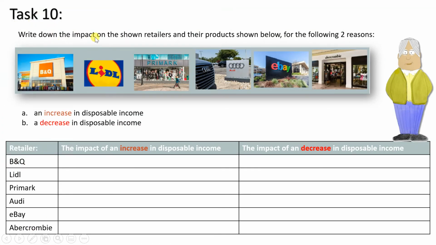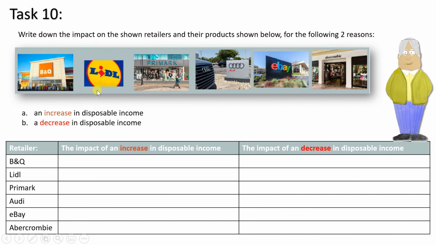Task 10. Write down the impact on the shown retailers in the image below and their products for the following 2 reasons. So, B&Q, the first one. The first part, on the left-hand side, the impact of an increase in disposable income. What happens to B&Q? You fill that in on that first side, and the impact to B&Q if there's a decrease in disposable incomes. So we're not thinking of a person now, we're thinking of, as a whole, when people have more to spend, then what happens to B&Q, and when people have less to spend, what happens to B&Q.